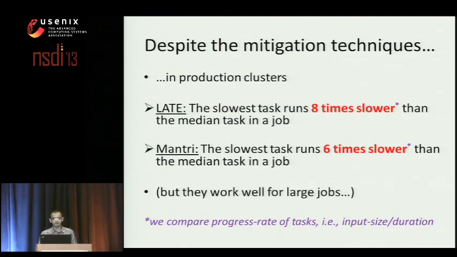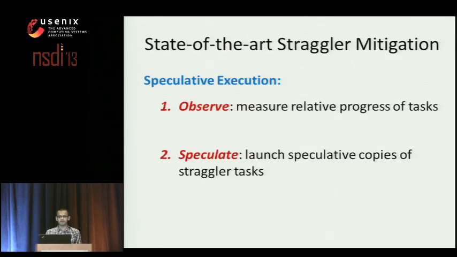These techniques, however, work well for large jobs, for the large production jobs. The question is, why is that? Let's see what these techniques actually do at a high level. There are two steps that they perform. One is observe, which is to measure the relative progress rates of tasks and build a model for things that are normal in this job and things that aren't. And then go ahead and launch speculative copies for those tasks that are not normal, like stragglers.